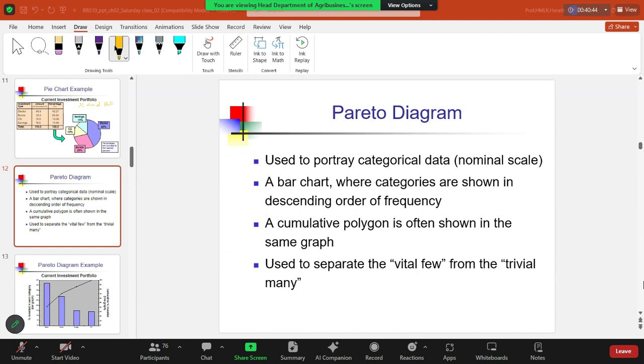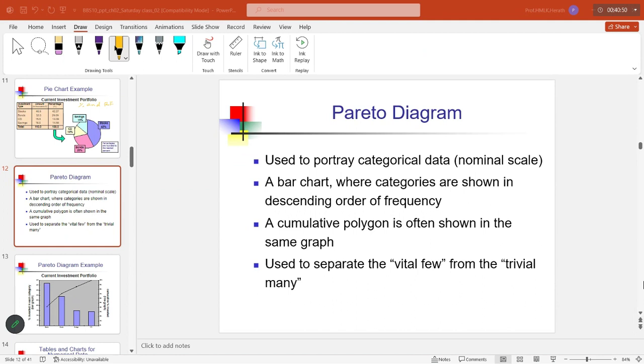So there is a difference between the bar chart in a Pareto diagram and a usual bar chart. With the Pareto diagram, we will order the bars in descending order, and we will draw a cumulative polygon to show the cumulative frequencies. The cumulative polygon is sort of a line chart, which you can see in the picture later. This is used to separate the vital few from the trivial many.